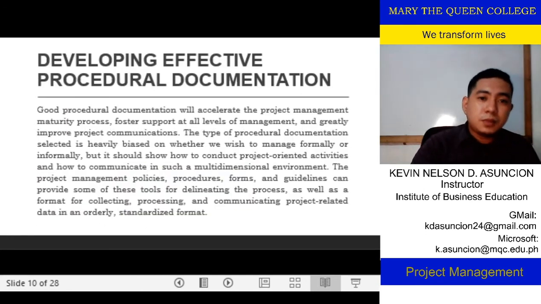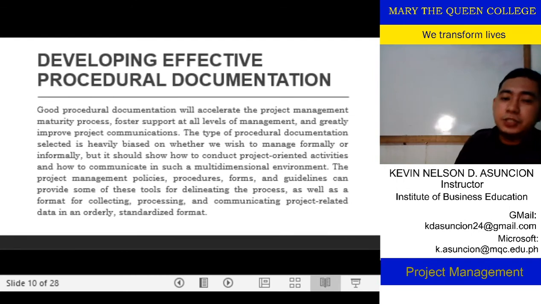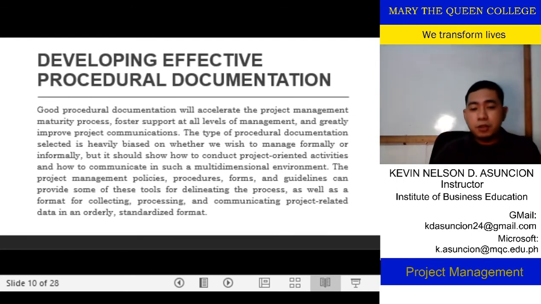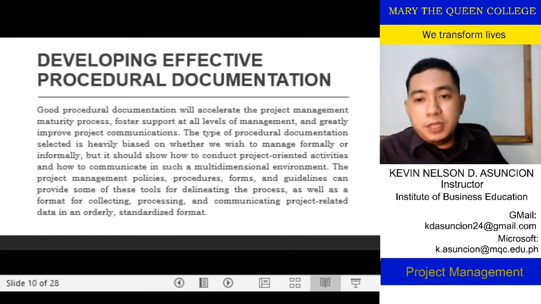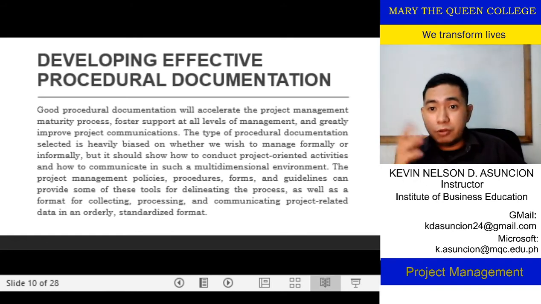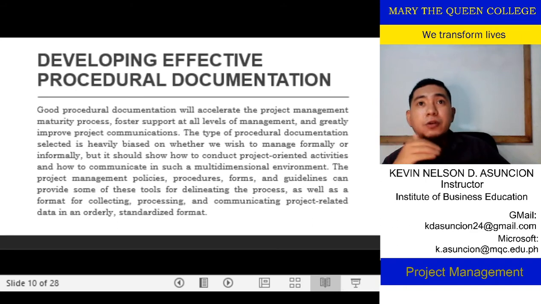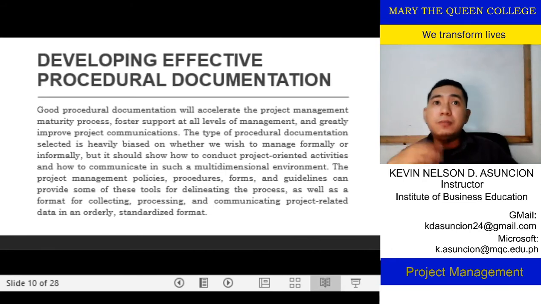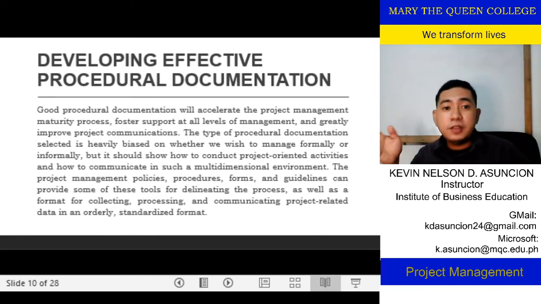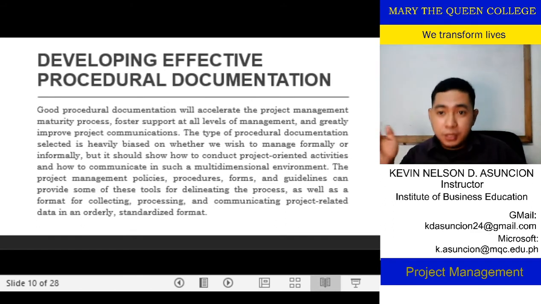Okay? So now we move to developing effective procedural documentation. Why do you need to develop a procedural documentation? This is one of the growth or development in project management towards this century, no? So it is important that good procedural documentation will accelerate the project management maturity process. No? Sa madaling salita, you are documenting all the procedures para hindi magkalituhan at alam kung ano yung mga susunod na gagawin. No? That's developing effective procedural documentation.